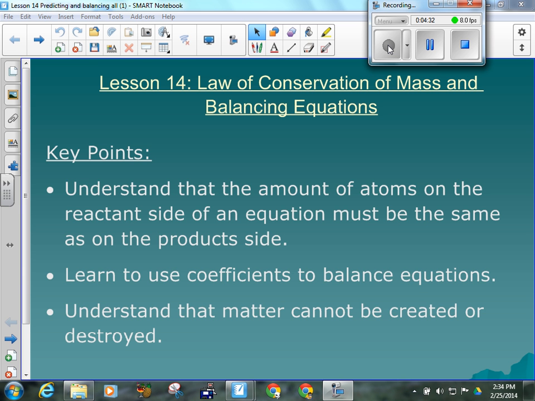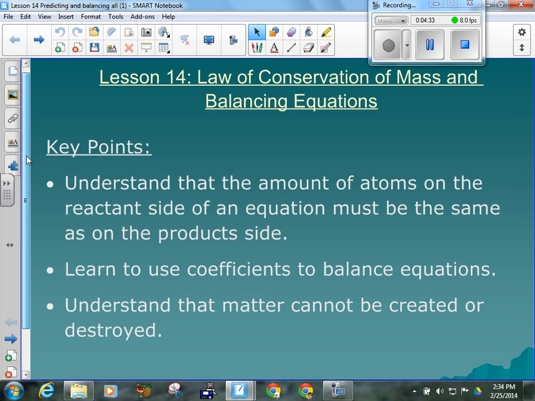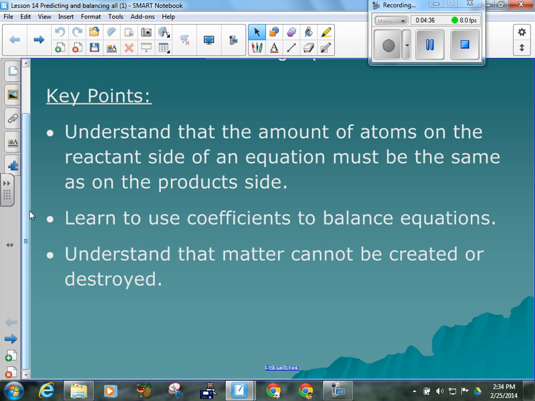The way we balance a chemical reaction, remember, is that we use numbers called coefficients. Those are those big numbers that we put in front of the compounds and elements that are in a chemical reaction. We never change the little numbers in a chemical reaction in order to make things balance.